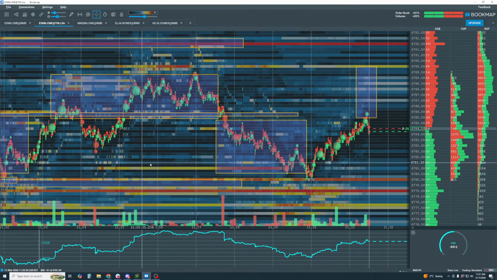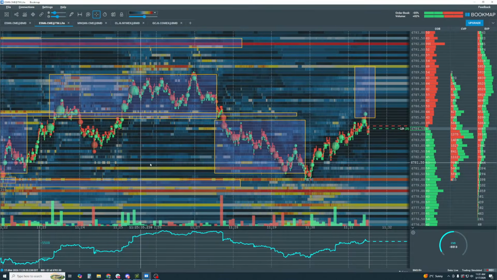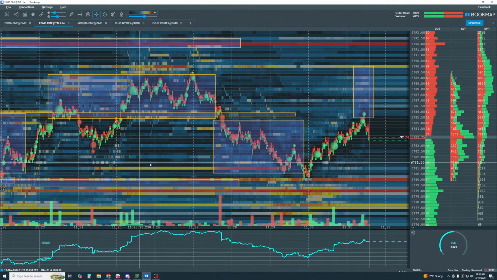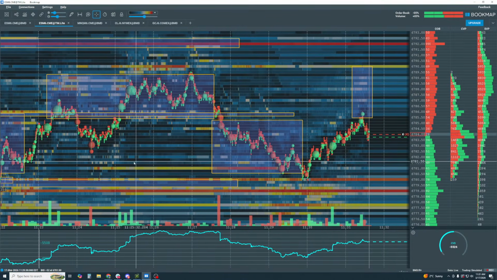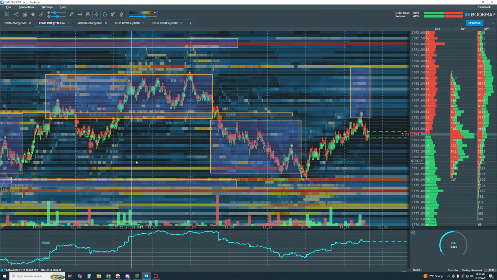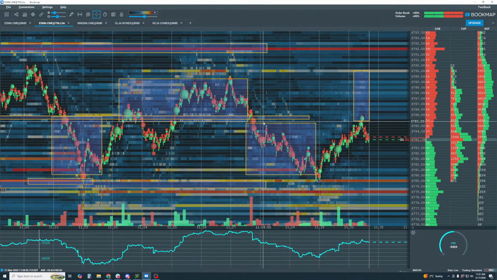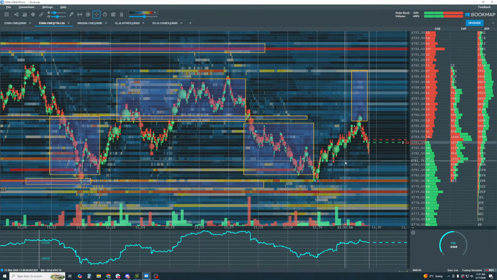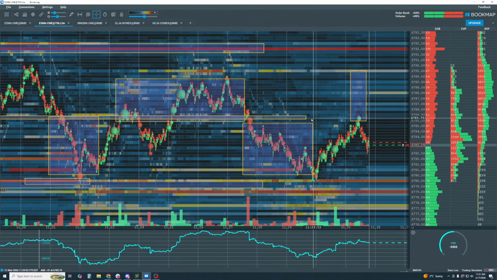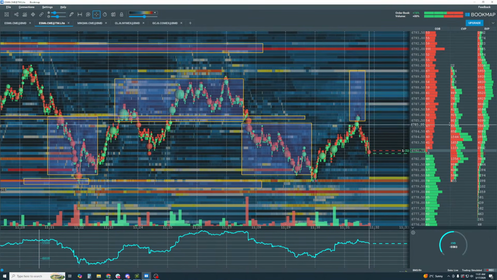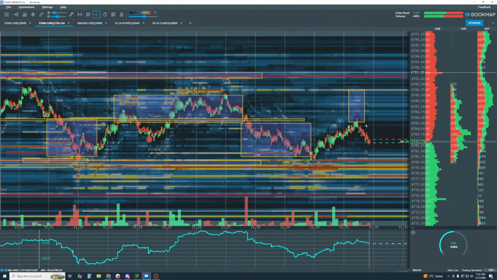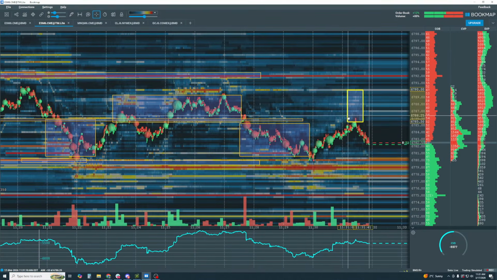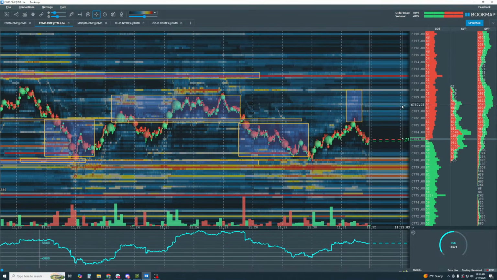You can look into it as a potential strategy, but I don't have anything outlined for you guys right now. A lot of times this will be the point of control in the middle as well. But anyway.